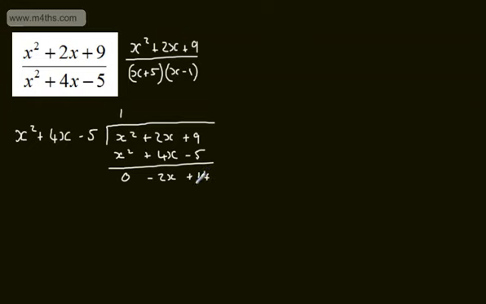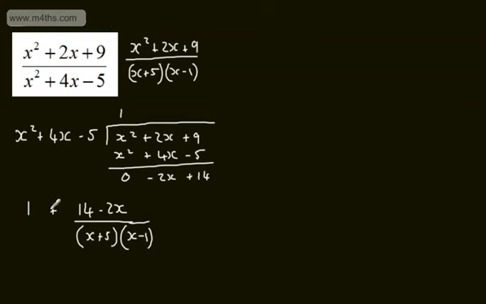Okay, so I can now express this as a quotient and remainder. Here is my quotient, here is my remainder over x squared plus 4x minus 5. So I'm going to write this as 1 plus, and I'm just going to write this backwards, 14 minus 2x over x squared plus 4x minus 5. But I know I can factor that, so I'm going to write it like so: x plus 5 and then x minus 1.